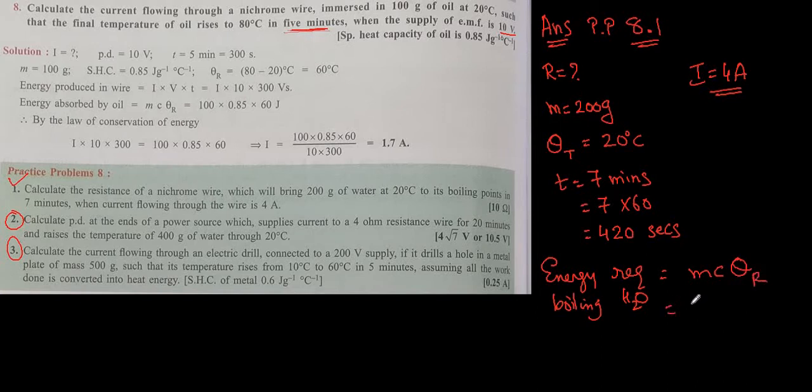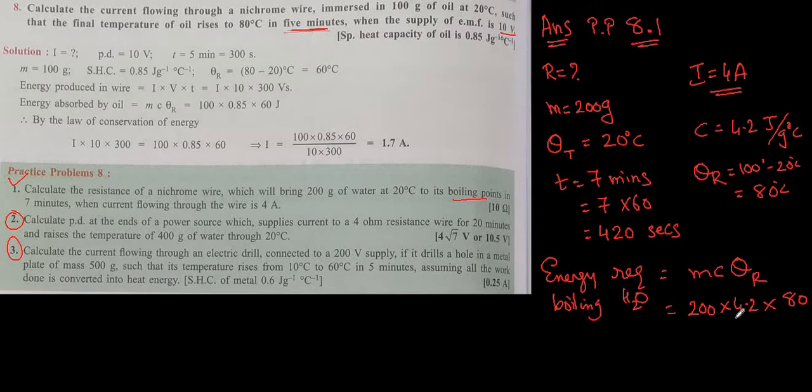So now what is M? 200 gram. Specific heat, that is given as 4.2 joule per gram degree centigrade. So here multiply by 4.2, and here it says to its boiling point. So that means boiling point is how much? 100. So theta R, rising of temperature, that is from 20 to 100. So how much degree has it risen? It has risen 80 degree. So multiply by 80. So we got this one.